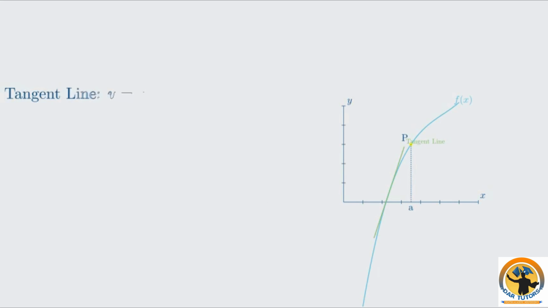Let's begin with a fundamental idea from calculus, approximating a curve with a straight line. We know that the tangent line at a point x equals a is the best linear approximation of a function f of x near that point. The equation of this tangent line is y equals f of a plus f prime of a times the quantity x minus a. This is a first-degree polynomial that matches the function's value and its first derivative at x equals a. But what if we want a better approximation?